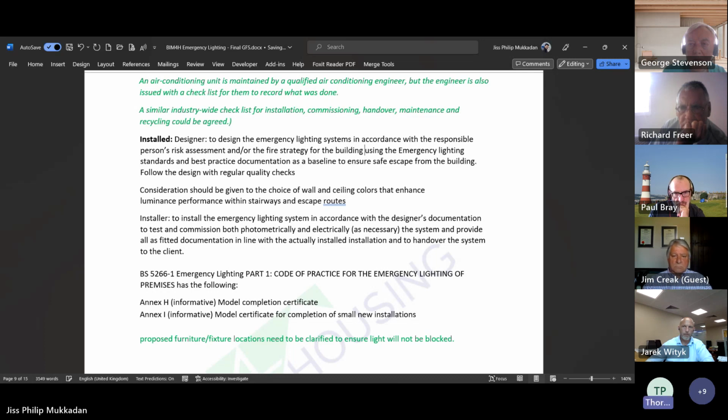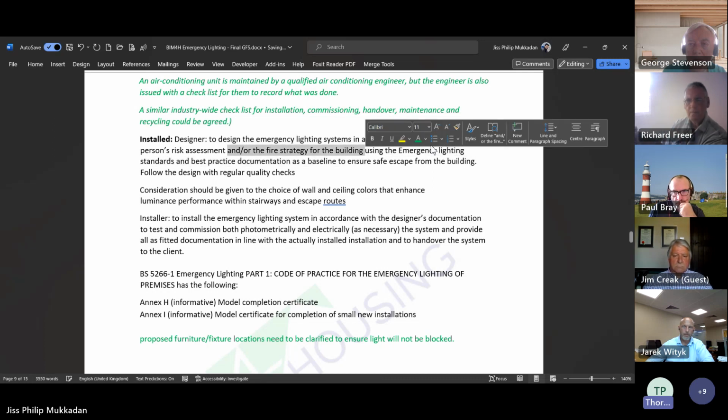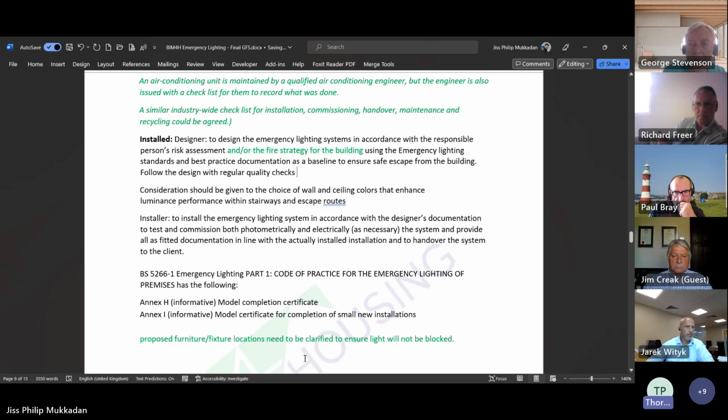Yeah, I mean, the big thing that's always missing when you design emergency lighting is no one tells you where any of the emergency equipment is. So you're supposed to highlight emergency call points, emergency equipment, firefighting equipment, and nobody ever tells you, and they do it at the last minute. Yeah, a lot of the time.